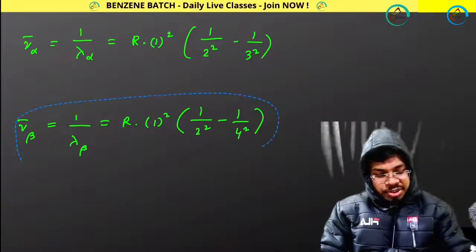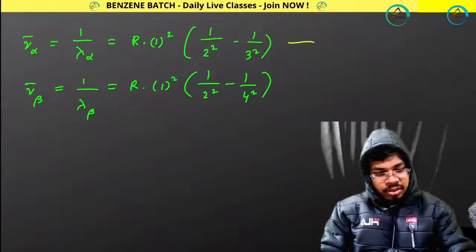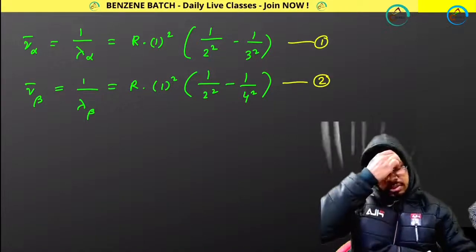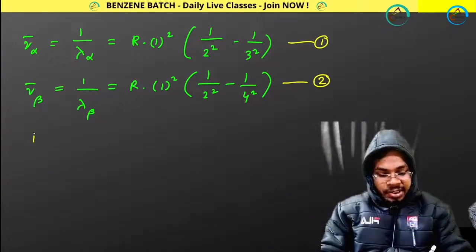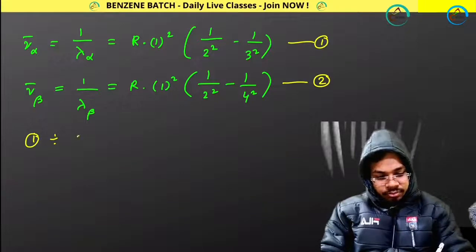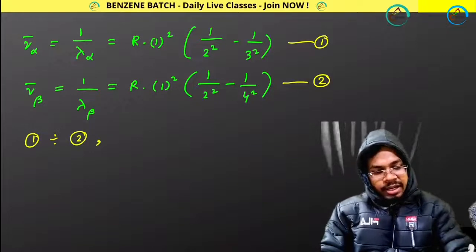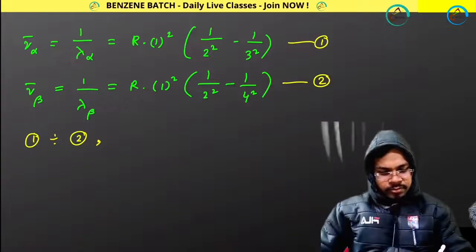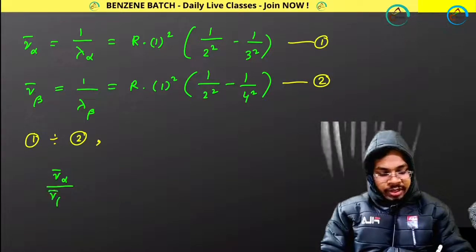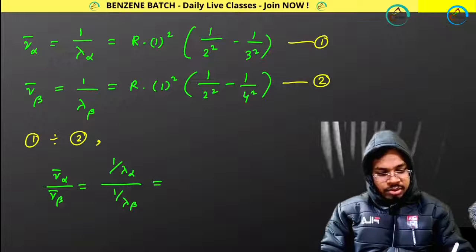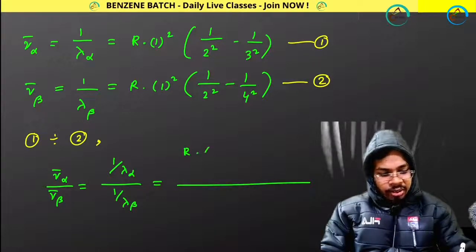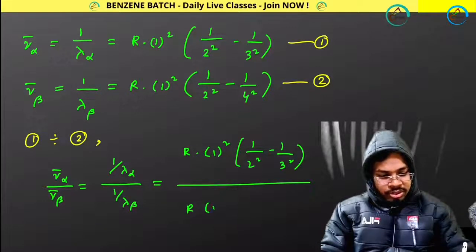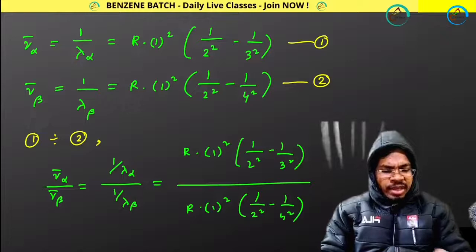Now I have got these two expressions, number 1 and number 2. Now from here, if I divide expression number 1 by expression number 2, what will I be getting? I will be getting nu bar alpha divided by nu bar beta equals 1 by lambda alpha divided by 1 by lambda beta, equals, now put all these values, R Z square into 1 by 2 square minus 1 by 3 square, over R Z square into 1 by 2 square minus 1 by 4 square. I am doing every step here.